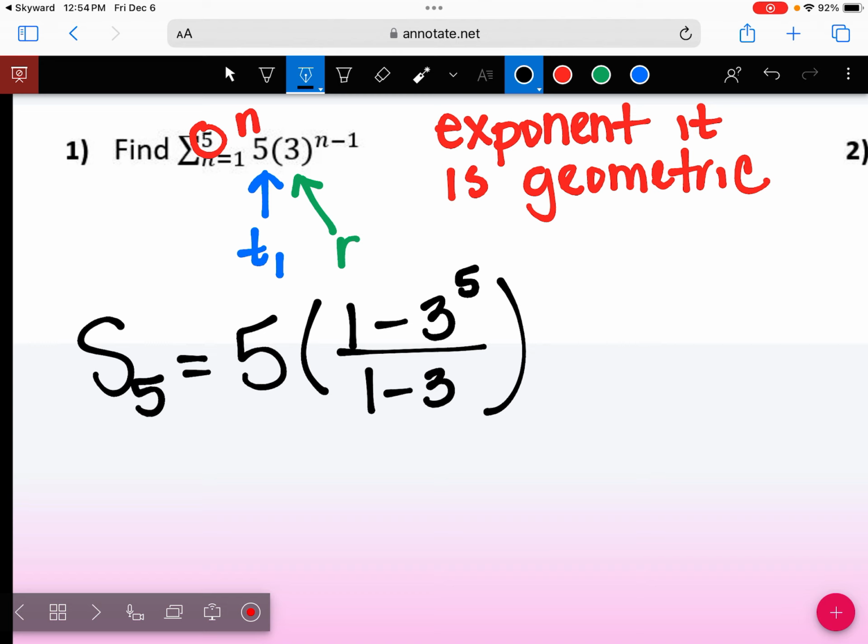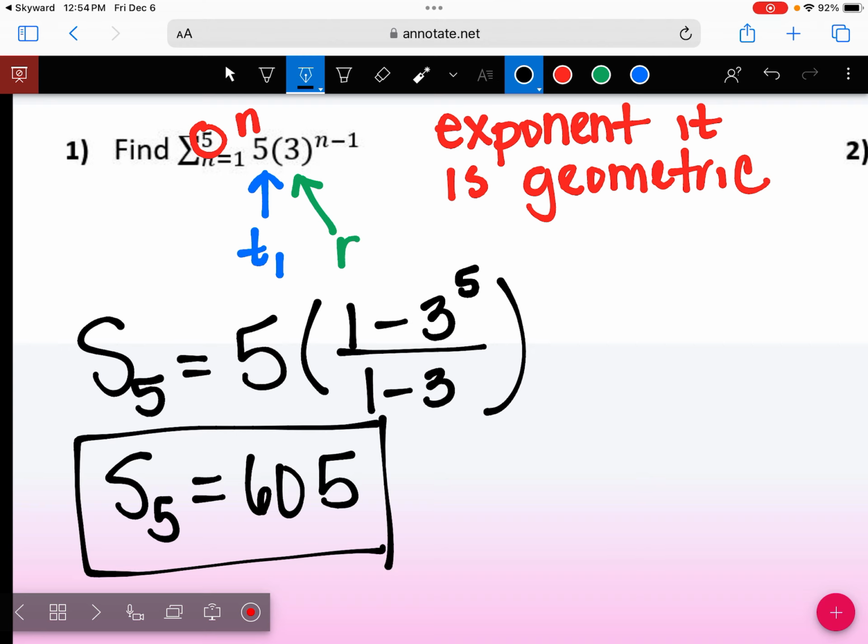Okay. How do I type this in? So you're going to hit the parentheses and then hit the fraction button. And then just type it in just like that. And if you type it in correctly, you should get 605. That is your geometric sum. Who had that? Anyone need help typing it in? So you're going to hit the parentheses and then hit that fraction bar.